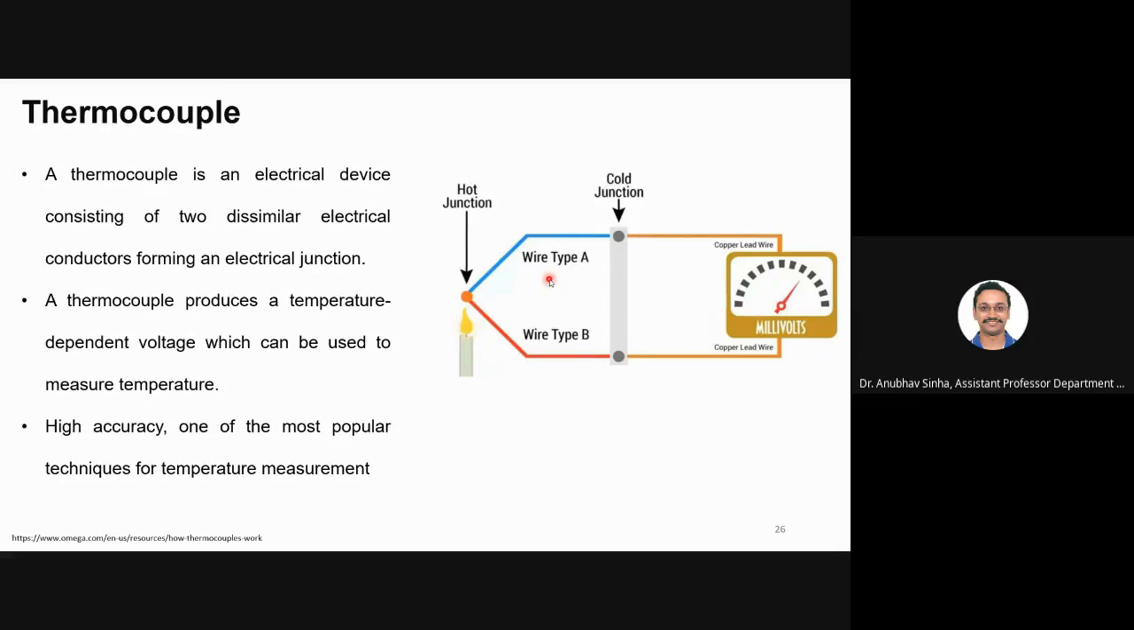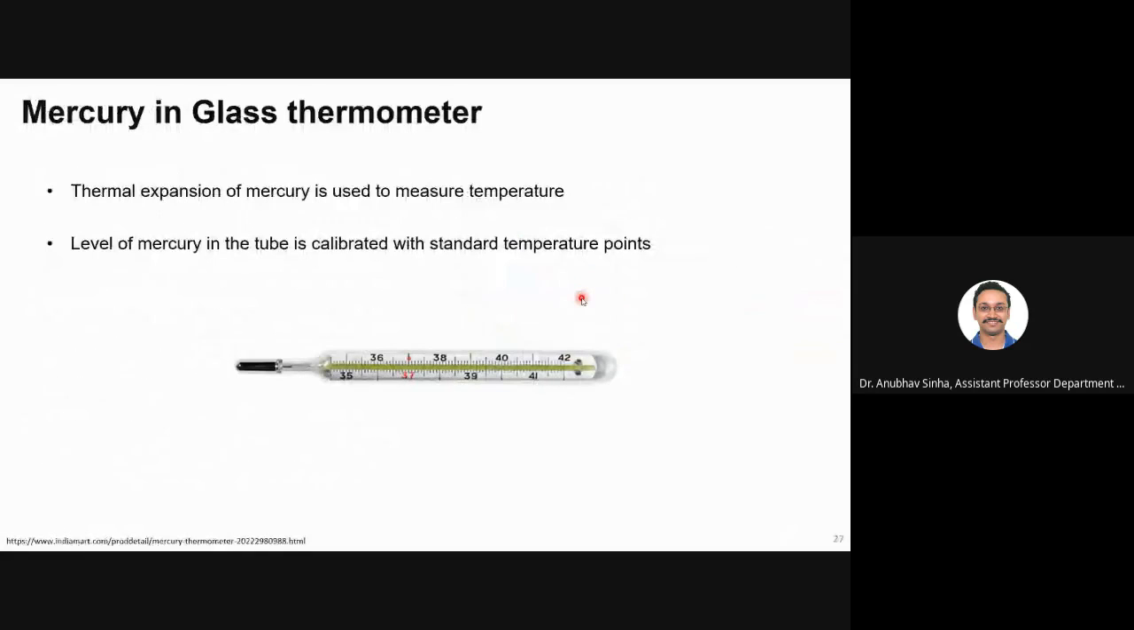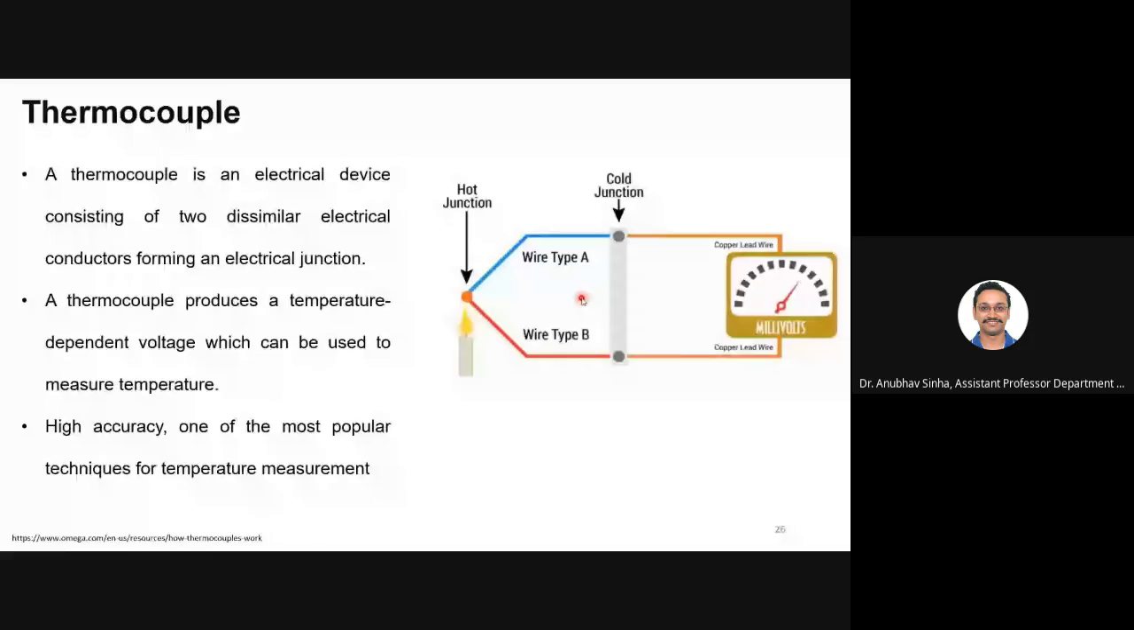Fine. Anyway, let us finish what we had for today. This is the last slide, I believe. Thermocouple. Any questions on this? We'll discuss more detail in the next class. Whatever I have discussed, any questions on that? Anyone? No questions. Okay.